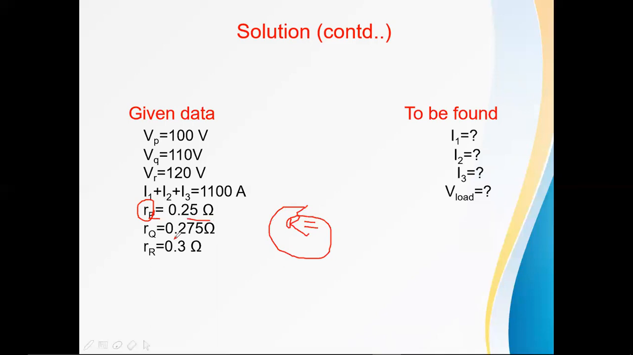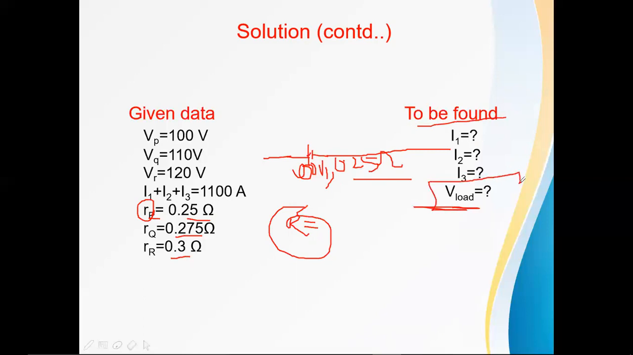Rp is equal to 0.25, Rq is equal to 0.275, and Rr is 0.3 ohms. Sometimes they give the internal resistance in the battery itself, like this: 100 volts, comma, 0.25 ohms, without representing the resistance in the branch. Then you need to redraw the circuit by representing this 0.25 ohms as a resistance. So here we need to find I1, I2, I3 and V load.